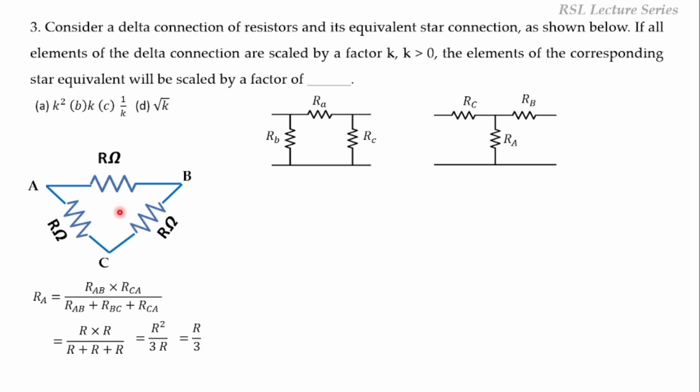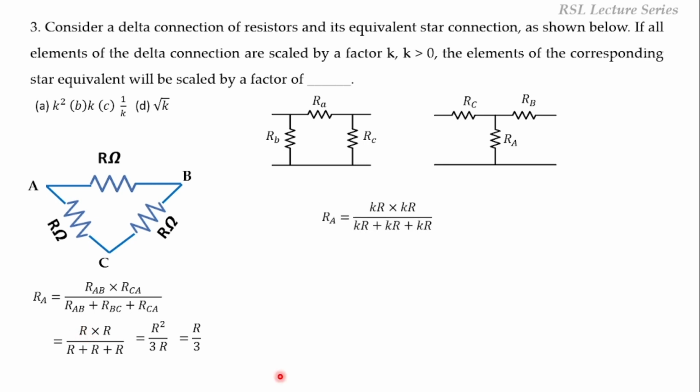So in this case, RA is equal to RB and that is equal to RC, because we have identical resistors connected in delta, so the star connected resistors will also be identical. If R ohms of delta connected resistors are converted into star, then it will be equal to R by 3. Now we are scaling the delta connected resistors by K. Scaling means multiplying. So we are multiplying this R with K. So here we are going to consider KR, here again KR, and here again KR. In place of R, we are going to substitute KR.